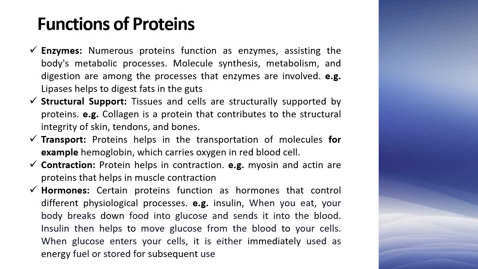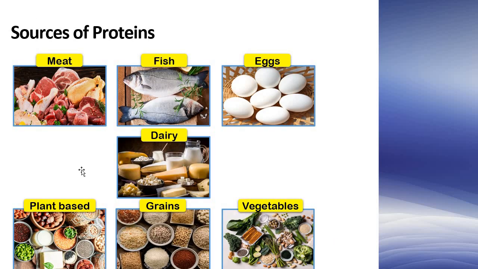So now we'll see the sources. These are the sources of proteins: meat, fish, eggs, dairy products. Then plant-based: beans and some nuts. In grains, there are brown rice and barley. These are rich in protein. And in vegetables, you see broccoli and spinach. These are all rich in protein.